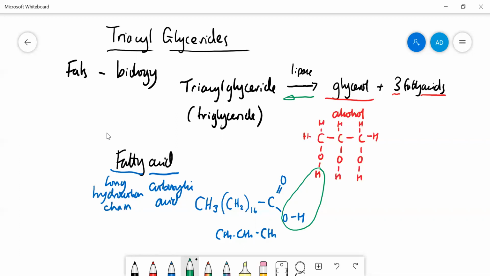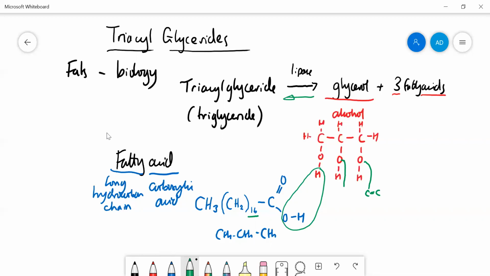The fatty acids don't all have to be the same. One could be 16 long, and the one attached to this oxygen might only be 14 long. The one attached to this oxygen could be 16 long, or 18 long, but it might have a carbon-carbon double bond, and then it would be an unsaturated fat.